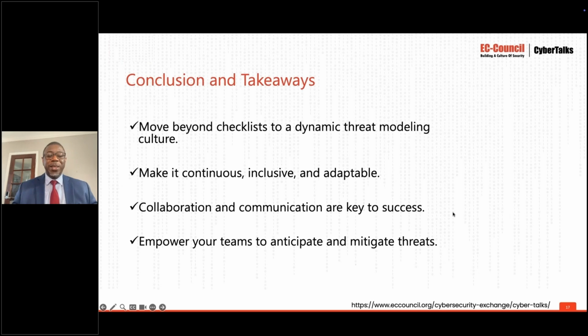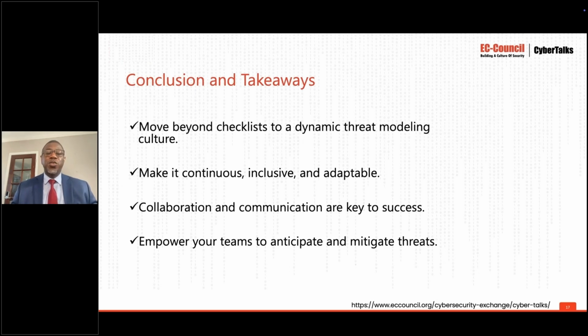Empower your team to anticipate and mitigate threats. You can imagine if your team can see threats and they have no power because they have to wait for you to give them the instruction to be able to mitigate threats. You want to empower your team. And how can you empower your team? By training them. Continue to train your team.